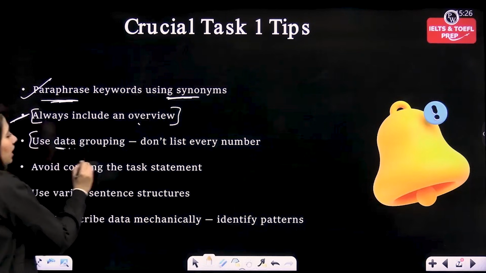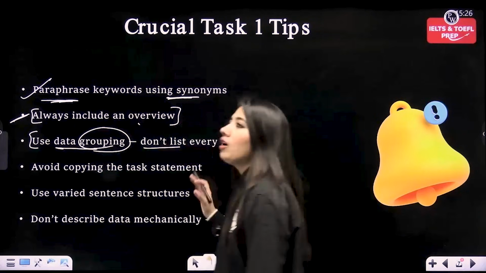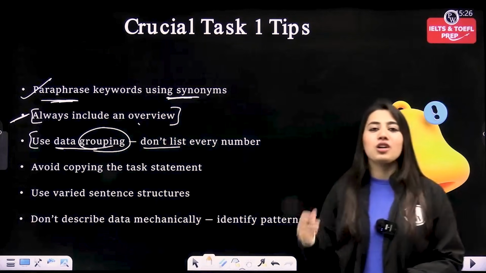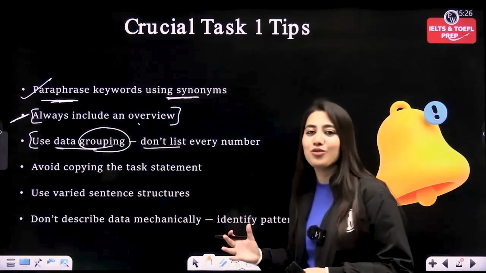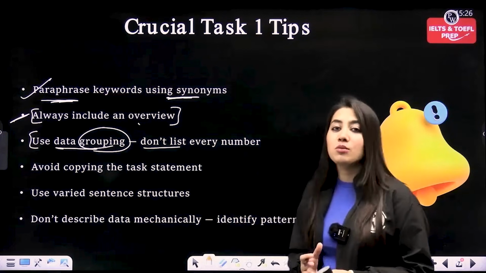Now, use data grouping. Don't list every number. Even a kid can write that way. If you start writing each and every number, instead of that, try grouping data, try clubbing together the similar details.